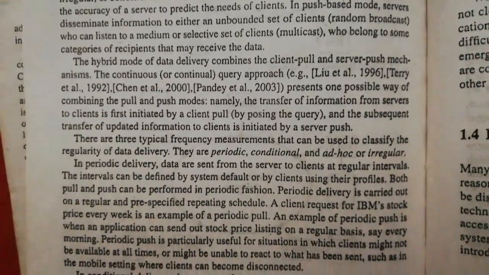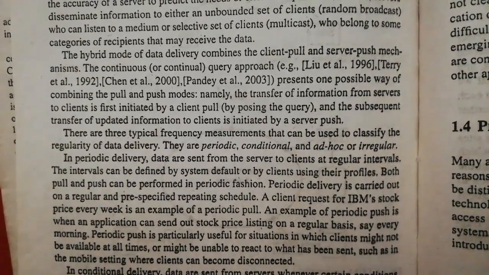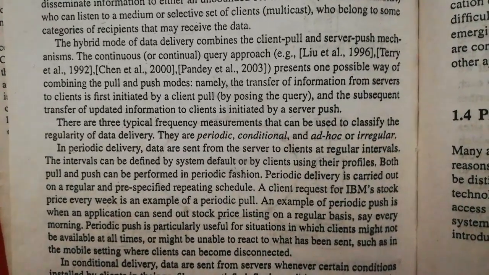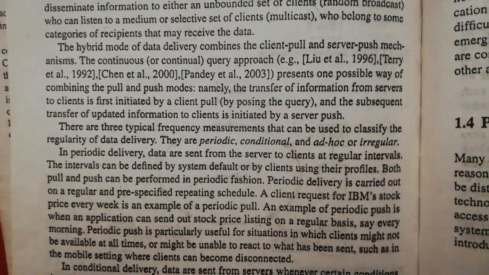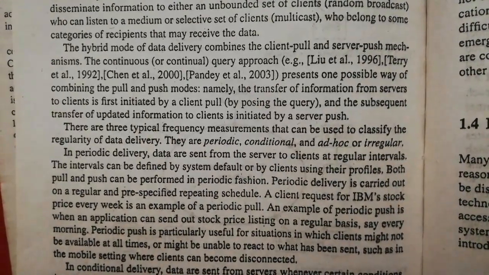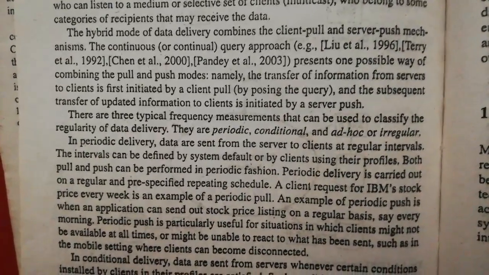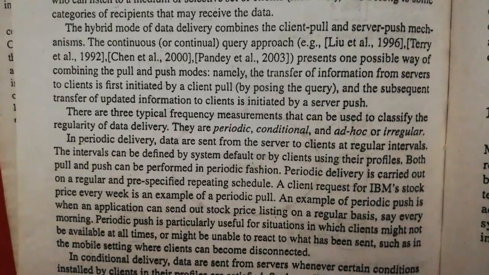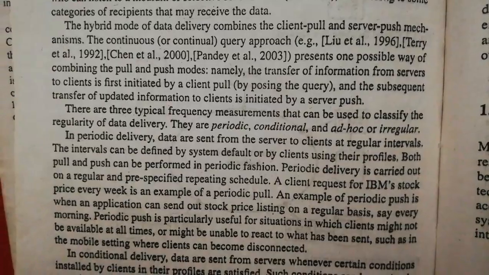The hybrid mode of data delivery combines client pull and server push mechanisms. The continuous or continual query approach presents one possible way of combining the pull and push modes, namely the transfer of information from server to client is first initiated by a client pull, and the subsequent transfer of updated information to clients is initiated by a server push.